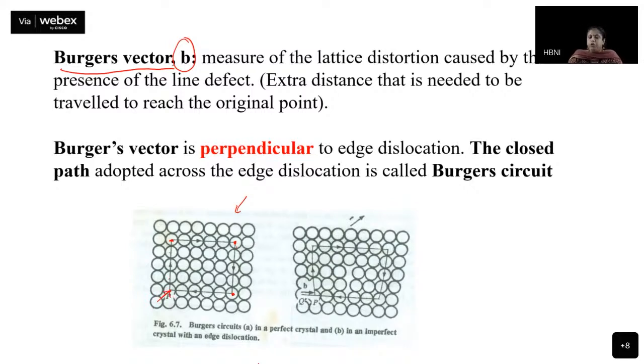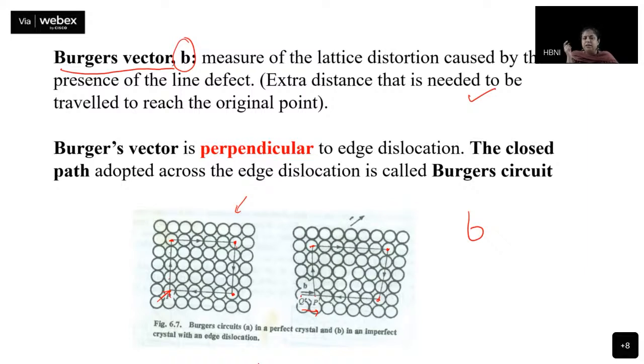Okay. Now you come to this particular thing. Now this one has got an edge dislocation. You start from P, move 4 interatomic distances, you're here. Move 5, you're here. Move again 4, you're here. Move 5, you will come at point Q and not point P. So to reach the point P, you will have to go back by a particular distance. And that particular distance is called Burgers vector. Or in more polished language, the extra distance that needs to be traveled to reach the original point gives you the measure of the Burgers vector.